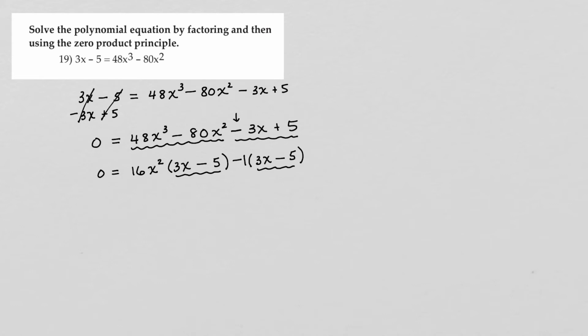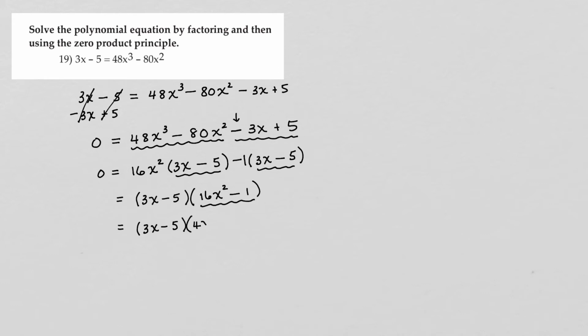All right, so I'm going to factor that common binomial, 3x minus 5. And what that leaves me with is 16x squared minus 1. The second factor, 16x squared minus 1, can factor into two binomials. So 3x minus 5.